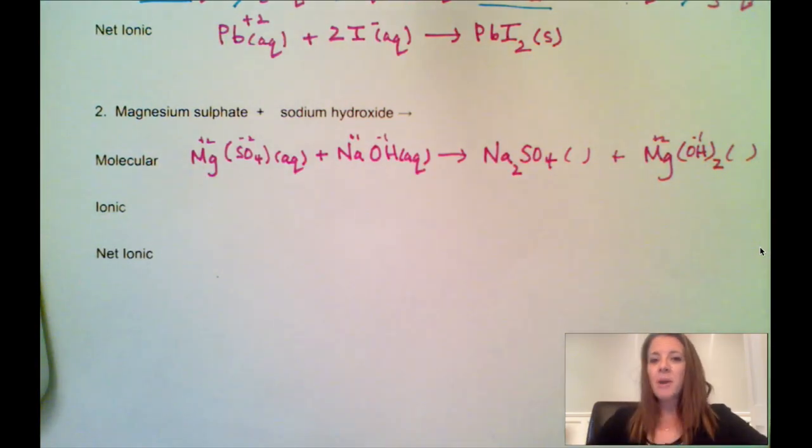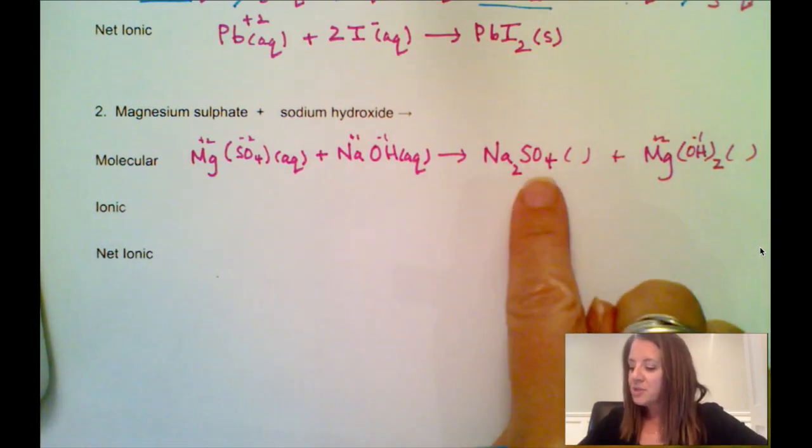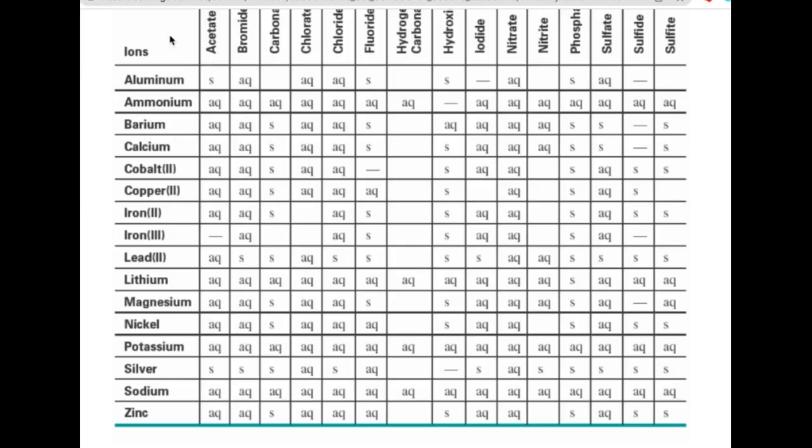And this time I'm going to use a different solubility table in my determination so that you know how to use both. So sodium sulfate is what I'm looking for, and magnesium hydroxide. When we use this table here, I want to look for sodium. So sodium is right here, and I want to look for sulfate. So I'm going to go across because here's sulfate. And I want to see where they intersect, and I see that it says AQ. So AQ means it is aqueous.